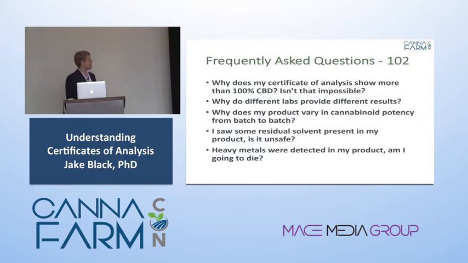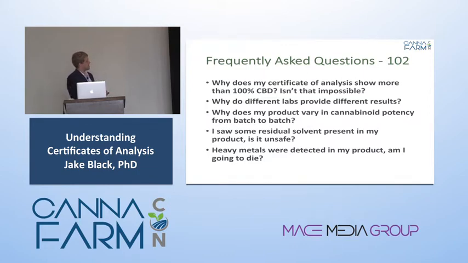Again, a little bit more focus on CBD results, but this is broadly applicable to THC, marijuana, hemp strains, whatever. Why does a product have more than 100% CBD? Isn't that impossible? That's a common question we get in the industry. Why are different labs giving us different results? Shouldn't everyone give you the exact same number? Why does a product vary in potency from batch to batch? If you're doing a very standardized process, why is it going up and down when you keep testing this product?